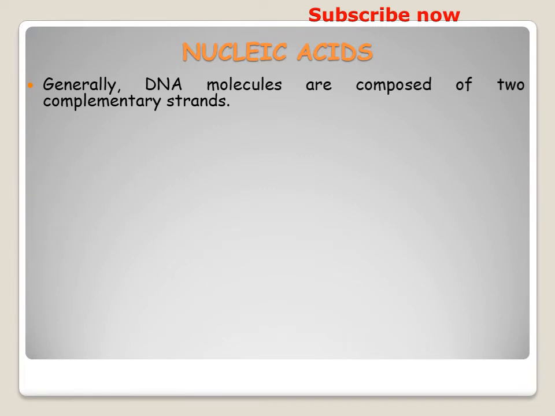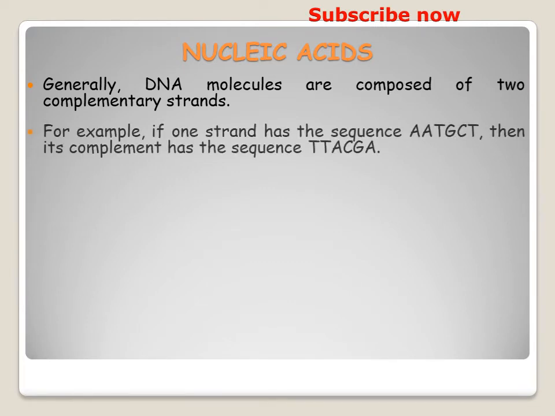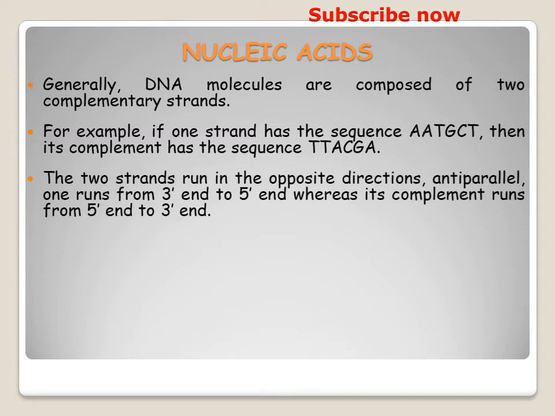Generally, DNA molecules are composed of two complementary strands. For example, if one strand has the sequence adenine, thymine, guanine, cytosine, and thymine, then its complementary strand has the sequence thymine, adenine, cytosine, guanine, and adenine. The two strands run in opposite directions, that is, antiparallel. One runs from the 3' end to the 5' end, whereas its complement runs from the 5' end to the 3' end.